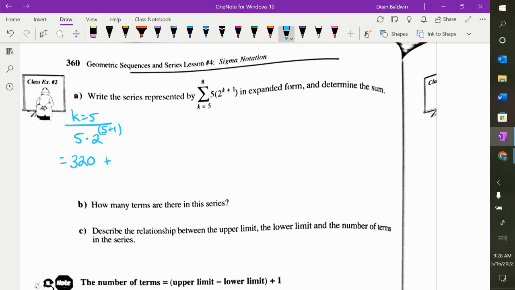Now I'm just going to write out the rest of the series. Then we plug in the next term. What do I plug in next? What number for K? 6. So it's 5 times 2 to the 6 plus 1, so it becomes 7. And then you do the next one. 5 times 2 to the 8, because you plug 7 in. 5 times 2 to the 9 when you plug the 8 in. So it's going to be 320 plus 640 plus 1280 plus 2560. Okay.